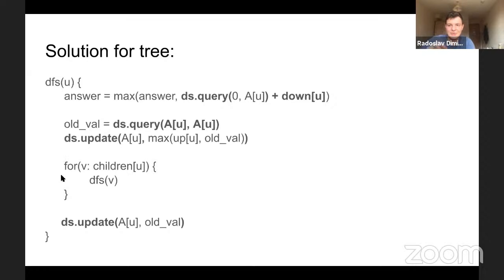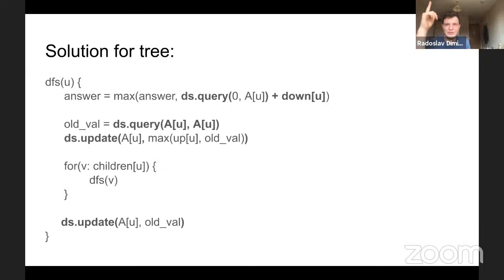But here comes the tricky part. I mean, it's not that tricky, it's relatively simple. After we have done this update, we are going to roll back. And the rollback is as simple as updating at the previous position with the old value which we had. So in a way, we kept this old value only to be able to roll back this data structure.